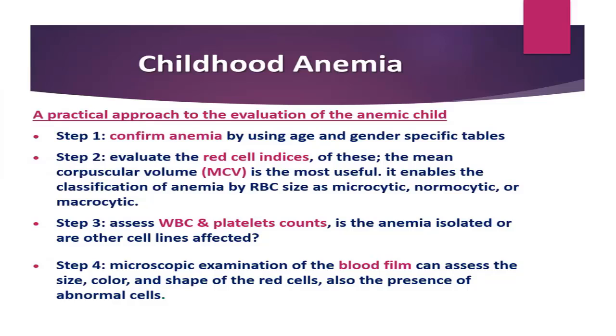The third step is assessing the white blood cell and platelet counts to know whether the anemia is isolated or there is involvement of other cell lines. The fourth step is microscopic examination of a blood film to assess the size, color, and shape of RBCs, and also the presence of abnormal cells like blasts and leukemia.